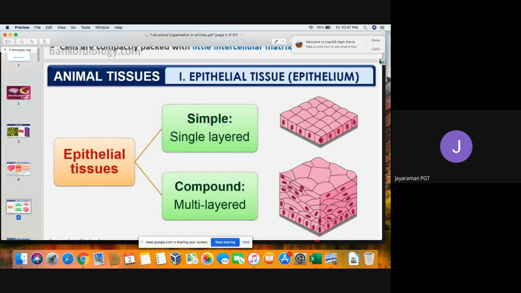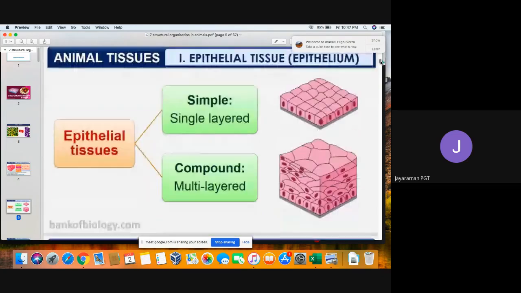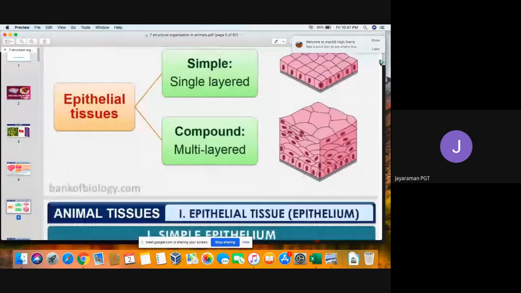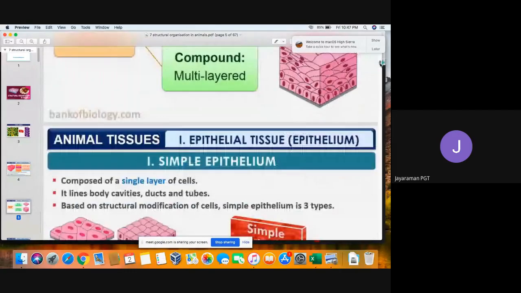If it were an extremely thin layer, it wouldn't give much protection. A small scratch would cause big damage. Muscles and nerves would be visible. That is why the skin is thick, a little bit thicker compared to the other layers. It is either simple or many layers. Simple is a single layer, and multi-layer is known as compound epithelium. Simple epithelium and compound epithelium, so these are the two types.